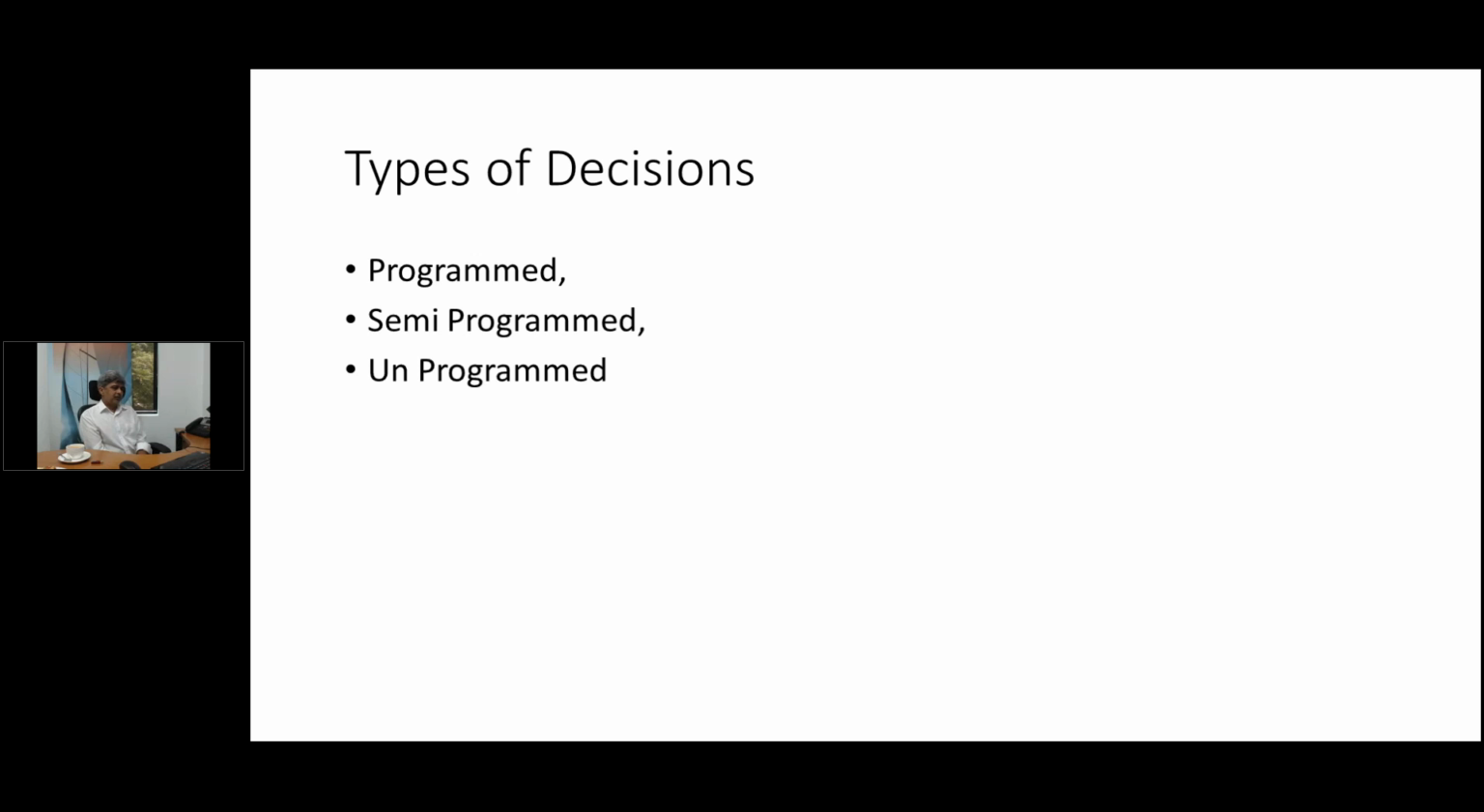If it is an unprogrammed decision that we need to make, then again we are facing an unstructured problem. So there is a synchronization between structured problems and programmed decisions. There are semi-structured problems and semi-programmed decisions, and similarly, unstructured problems and unprogrammed decisions.